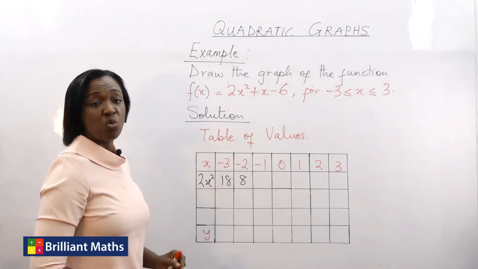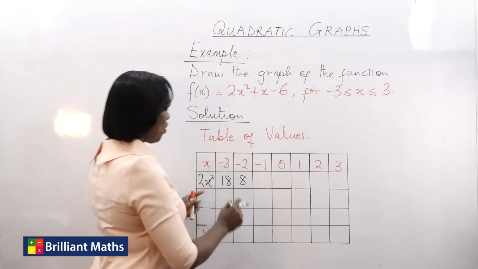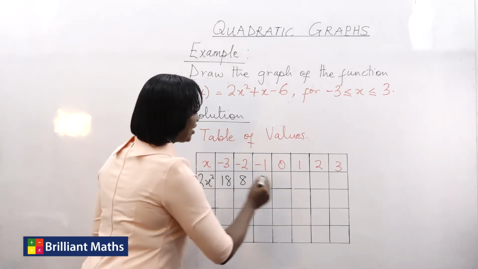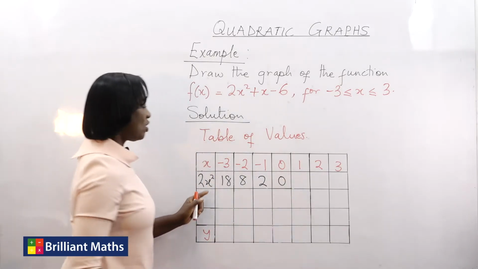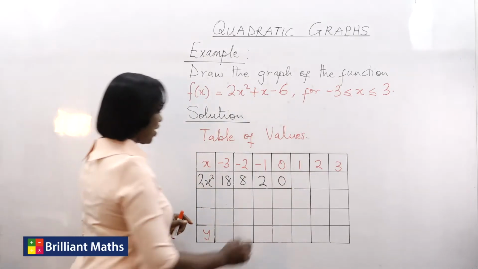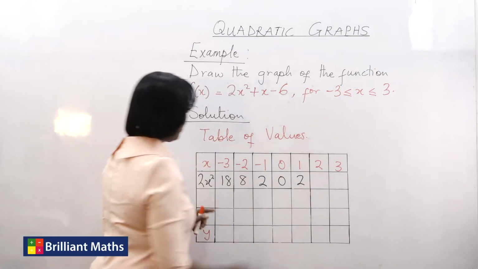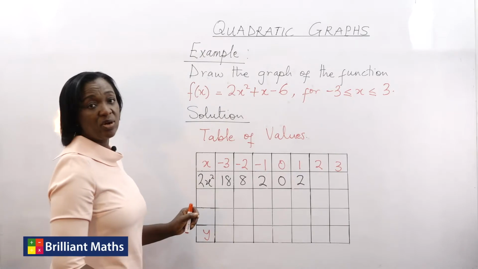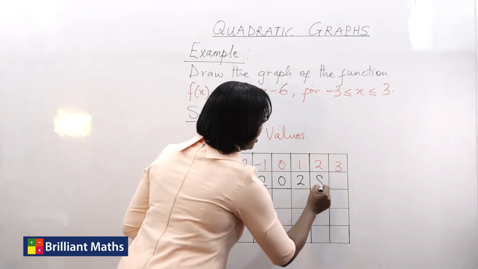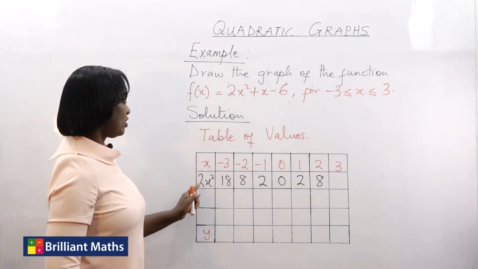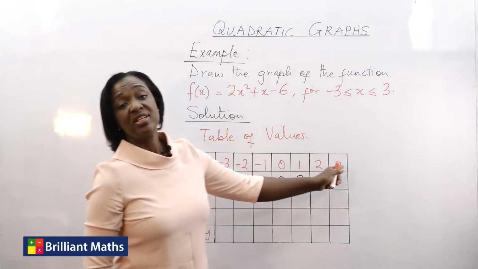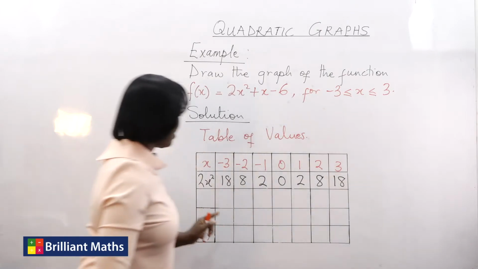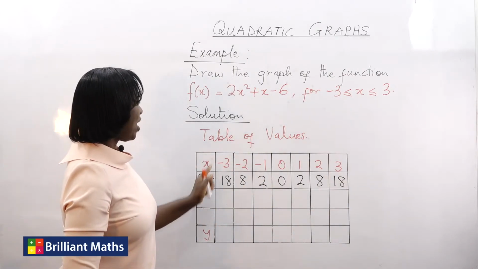When x is minus 1, x squared is 1 times 2. When x is 0, 2x squared will be 0. When x is 1, 2x squared is 2. When x is 2, 2x squared will be 8. And when x is 3, 2x squared, 3 squared is 9, 9 times 2 is 18. So we have the values of 2x squared.